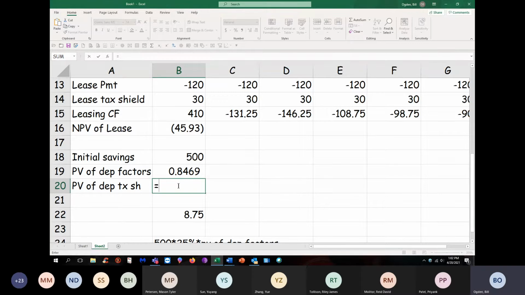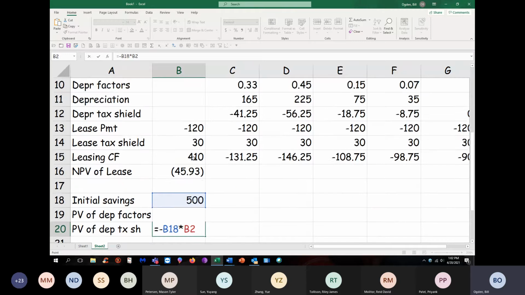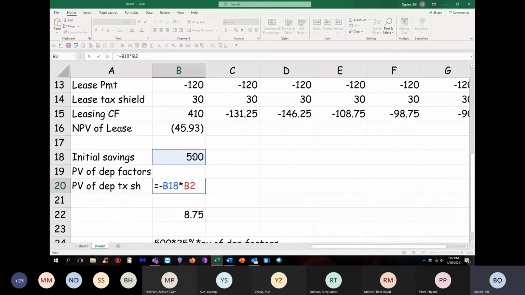We're going to make it sign correct because this is an opportunity cost. So minus the 500 times the tax rate, 25%, times the present value of the factors.